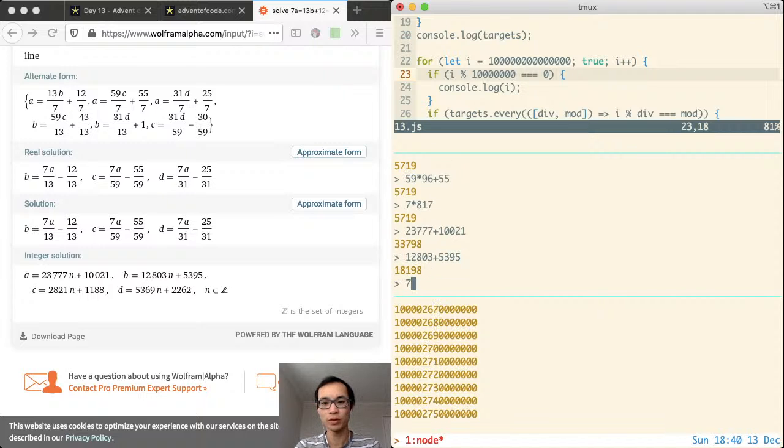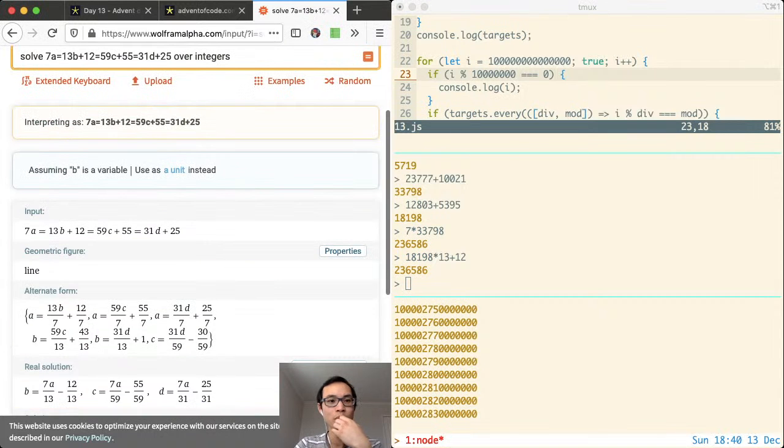So if 7 times 33798, and we have 18198 times 13 plus 12. It's the same number. So maybe it does work. Maybe I just read it wrong.